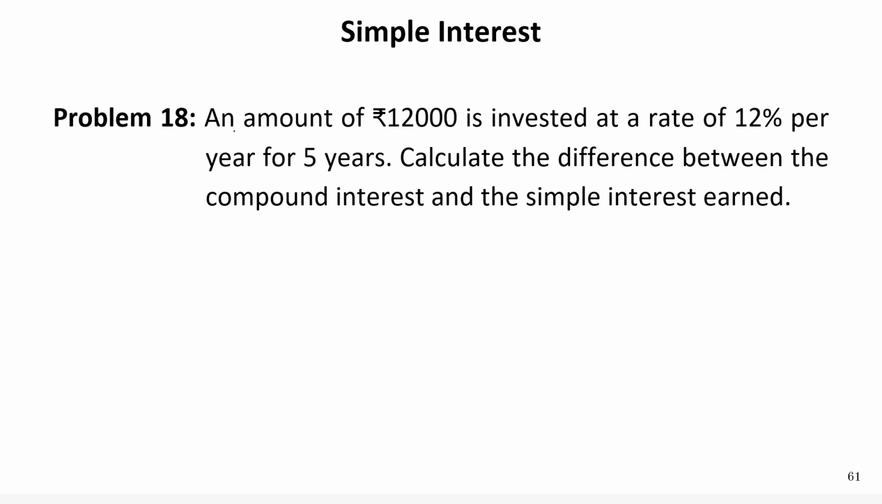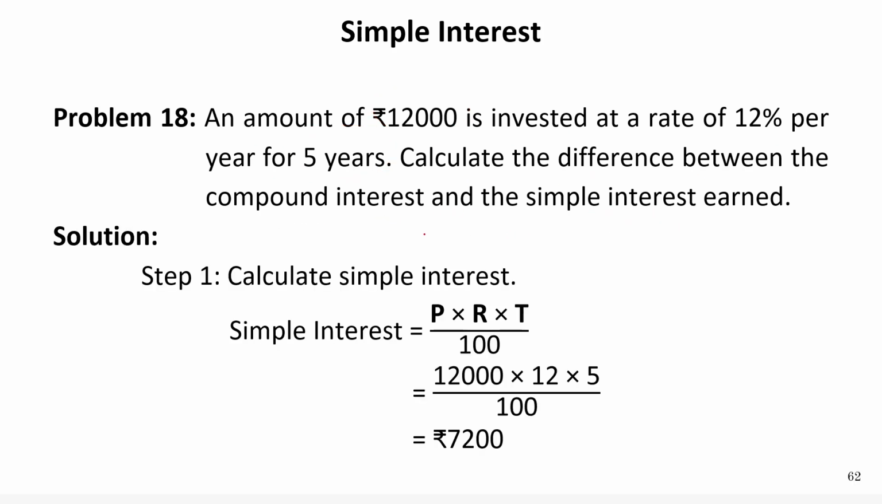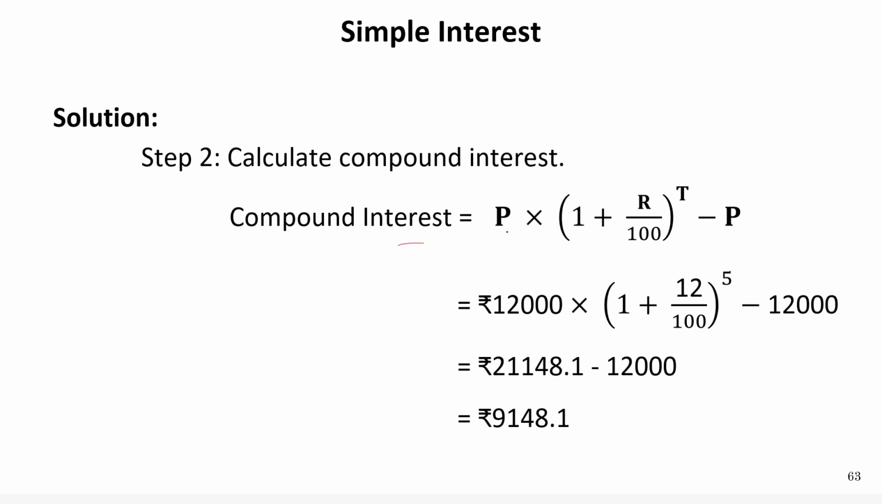Okay. So let's see problem number 18. The amount 12,000 is invested at a rate of 12% per year for 5 years. Then calculate the difference between the compound interest and the simple interest earned. Simple interest is equal to PRT by 100, that is 12,000 into 12 into 5 by 100, which is equal to 7200. And compound interest is equal to P into (1 plus R by 100) whole power T minus P.